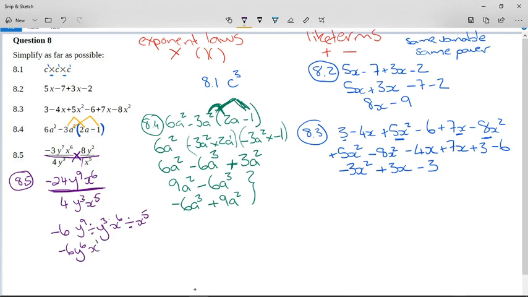But we don't normally write it like this. We normally write it in alphabetical order. So it's negative 6x y to the power of 6. And there we go. We've done all of number 8.